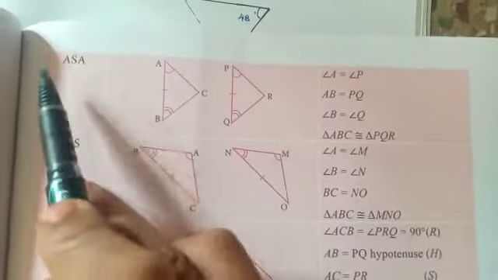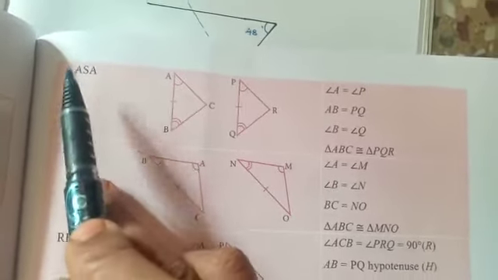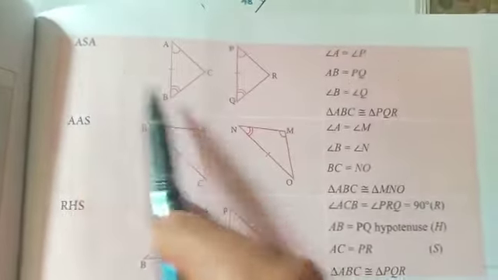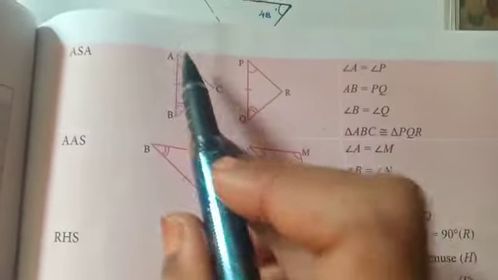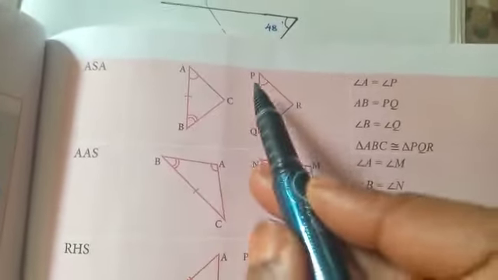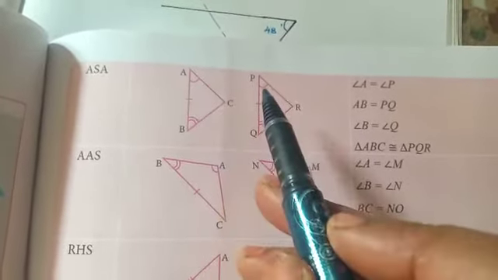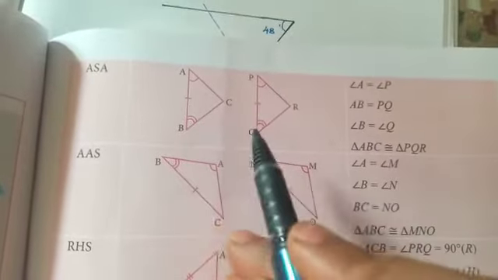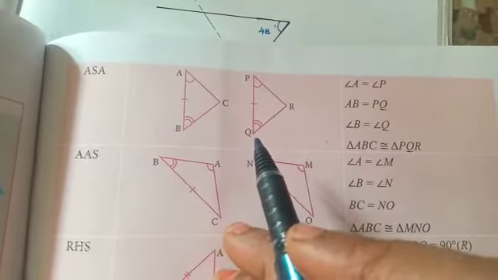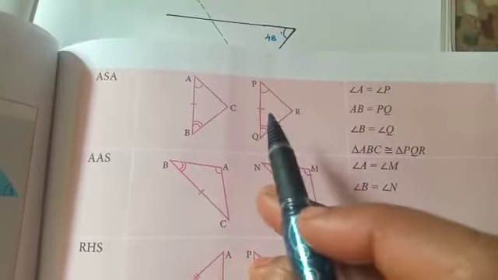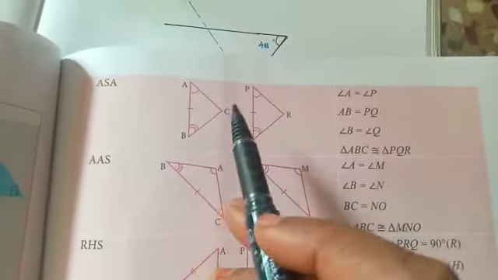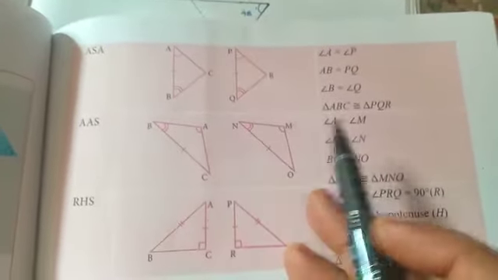Next, ASA. ASA means angle, side, angle. That is, two angles and one side are equal. See, this is triangle ABC and this is triangle PQR. Here this is AC and here it is PR. AB is equal to PQ. Then angle A is equal to angle P. Here two marks are there, so angle B is equal to angle Q. So two angles and one side are equal. Therefore, triangle ABC is congruent to triangle PQR.